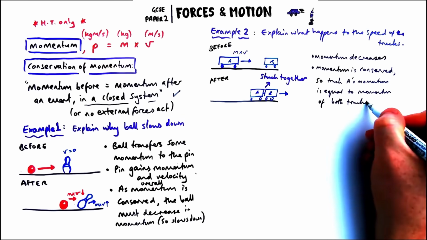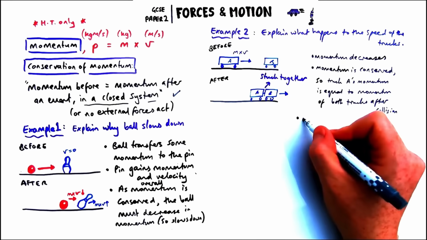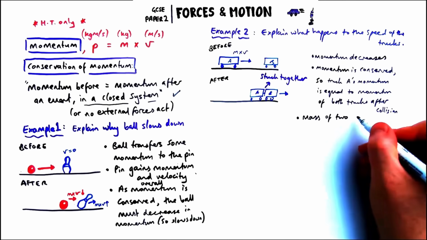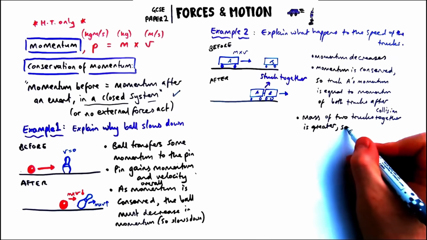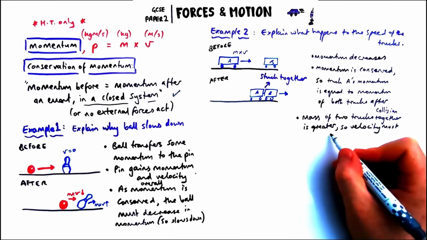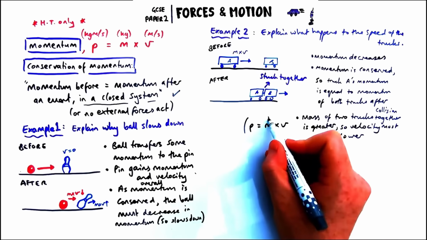The mass of the system afterwards, as both trucks are together, has increased because they're stuck together. So the mass of the two trucks together is greater, so the velocity must be lower to conserve momentum, as we know that momentum is equal to mass times velocity. So if one goes up, the other goes down, because momentum can't change as it's conserved.